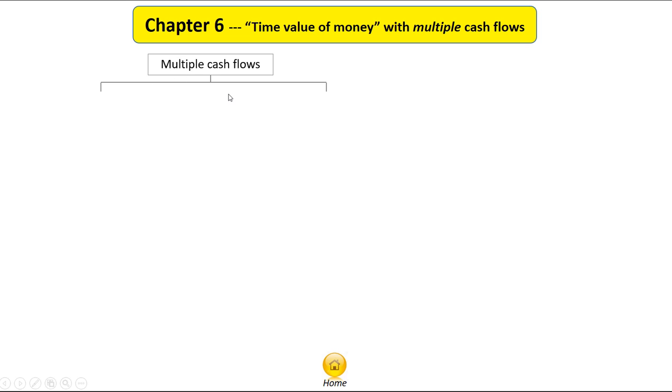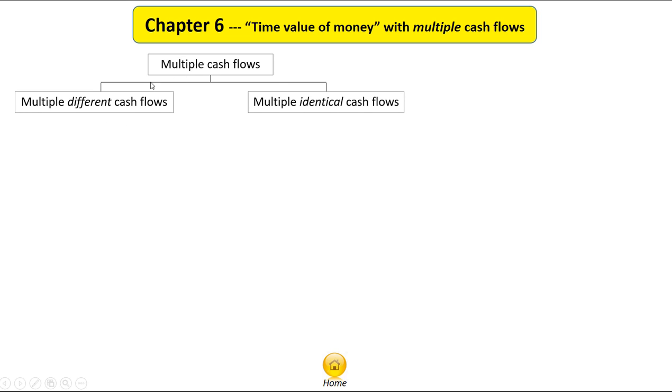Okay, so with multiple cash flows, we were dealing with two types of sets of multiple cash flows: multiple different cash flows, with different dollar amounts for each, and multiple identical cash flows. For the different cash flows, we were calculating their present value using cash flow keys in the financial calculator, and the future value, which can also be done using cash flow keys, but then you need one extra step. And I have another YouTube video on that if you want to take a look at it.